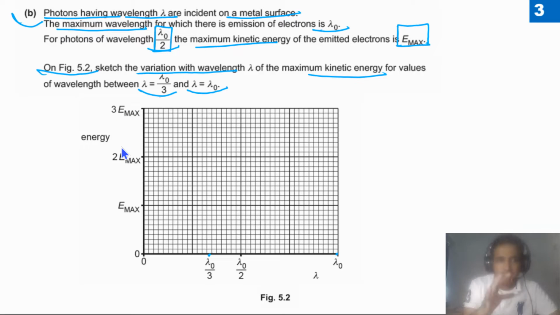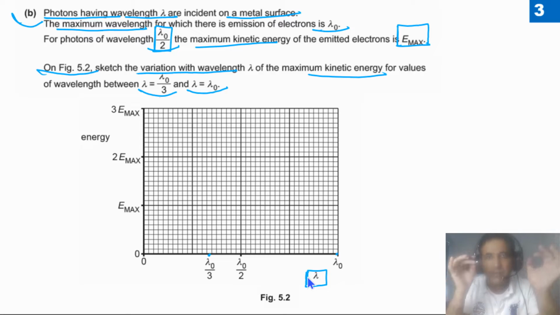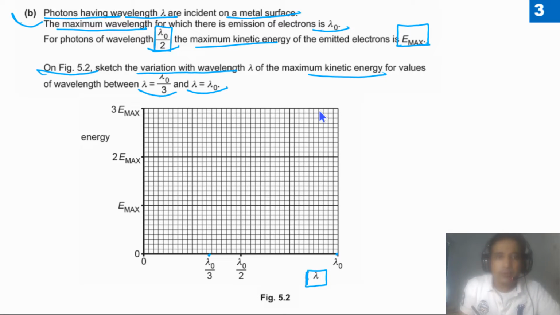Again, maximum kinetic energy is on the y-axis, but on the x-axis we have lambda instead of 1 over lambda. So the shape of the graph in this case will not be a straight line. We can start again with the photoelectric effect equation. We can write down Emax.